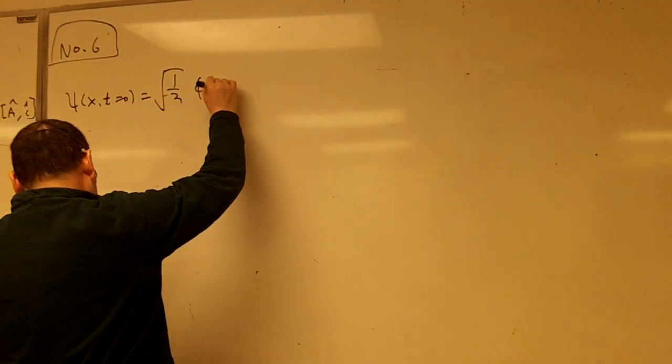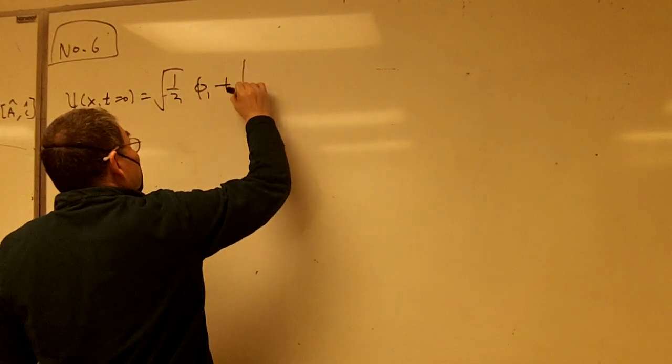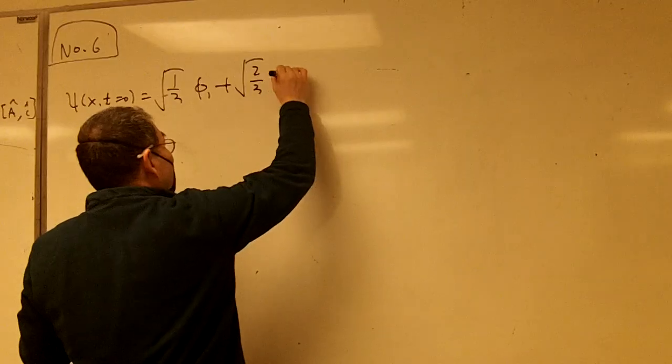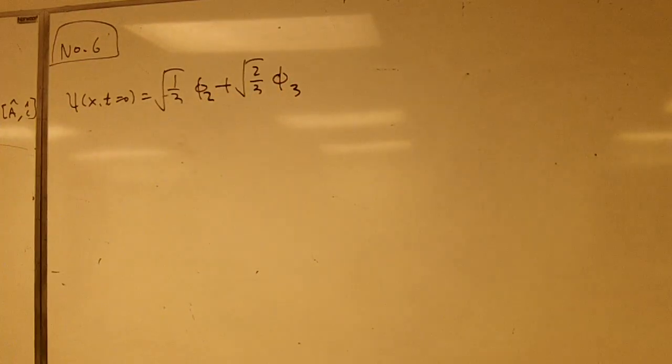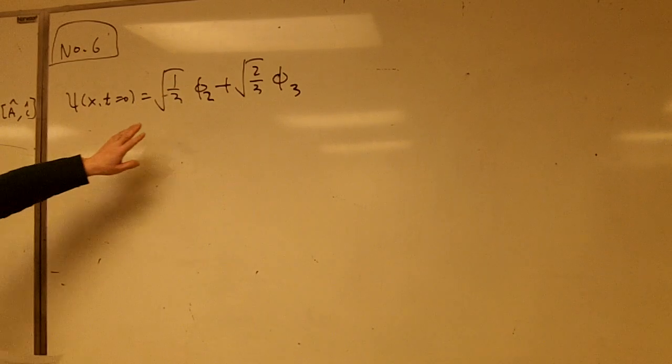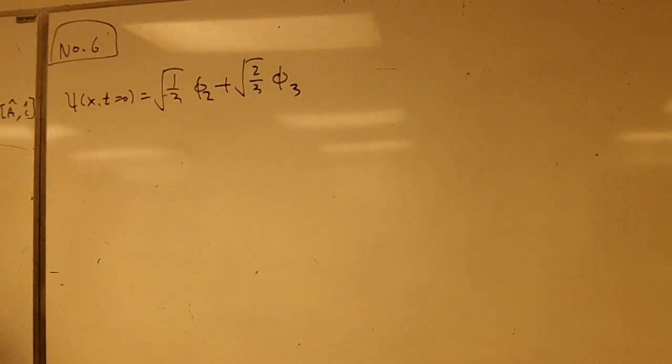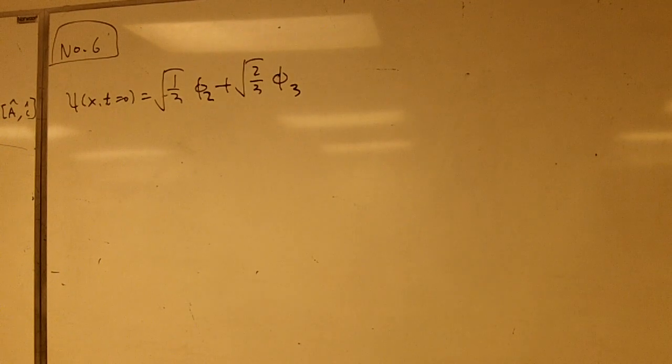Phi 1 plus square root 2 over 3, phi 2, like this. Forgive me, this is 2. All right. And phi 2, phi 3, these are the eigenstates of the polynomial box. We say this there. So these are eigenstates. They are normalized in this case.